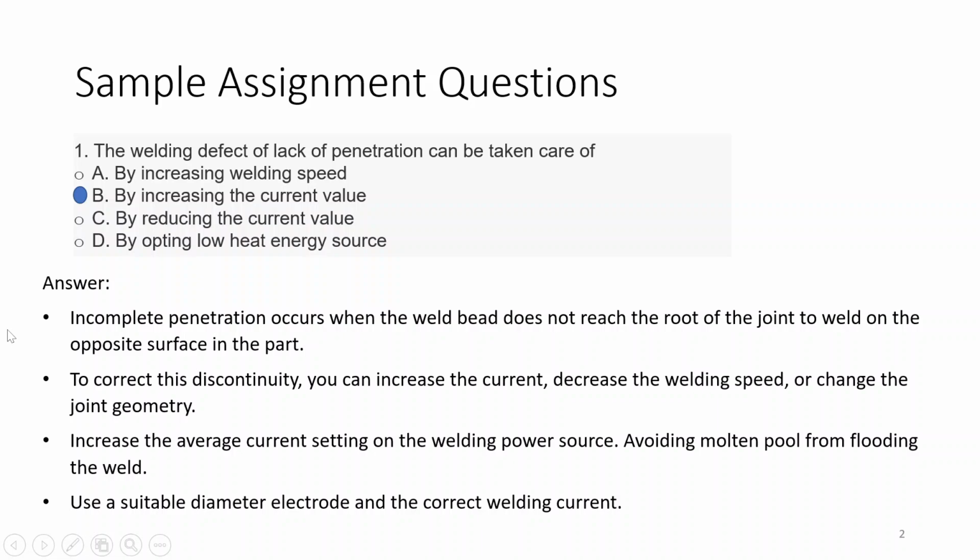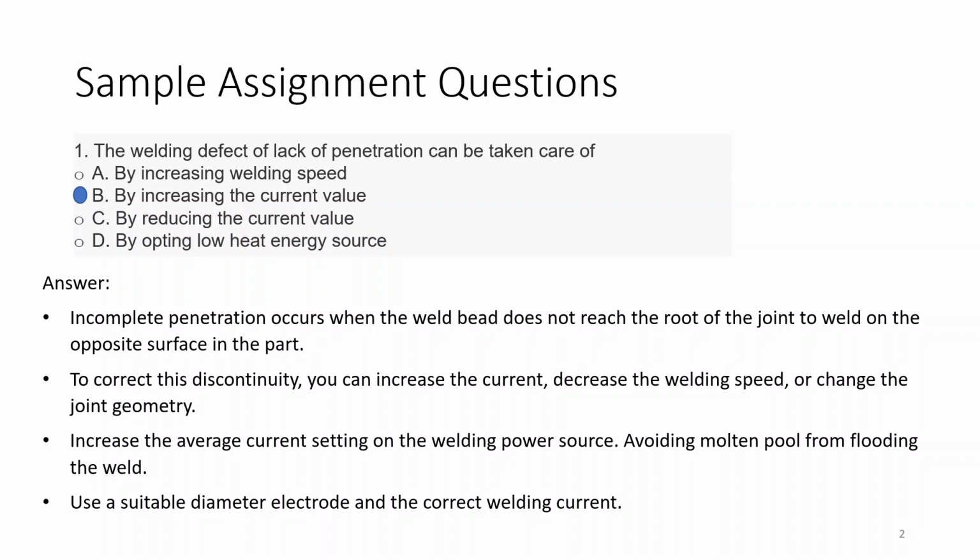Okay, so incomplete penetration occurs when the weld bead does not reach the root of the joint of the weld on the opposite surface in the part. To correct this discontinuity, you can increase the current, decrease the welding speed, or change the joint geometry. Increase the average current setting on the welding power source, or avoid the molten pool flooding the weld. You can also use a suitable diameter electrode and the correct welding current.